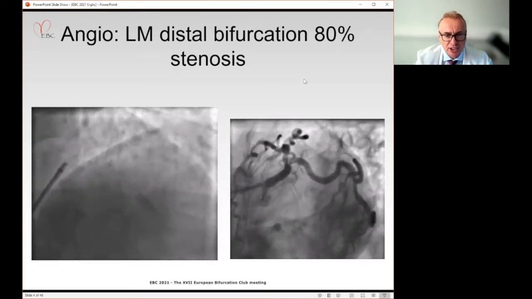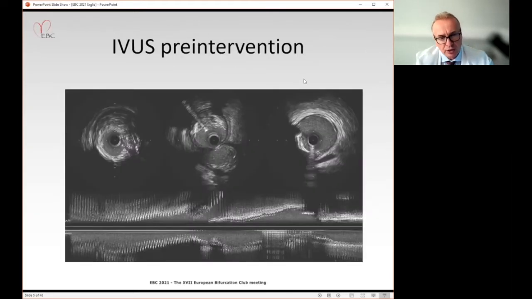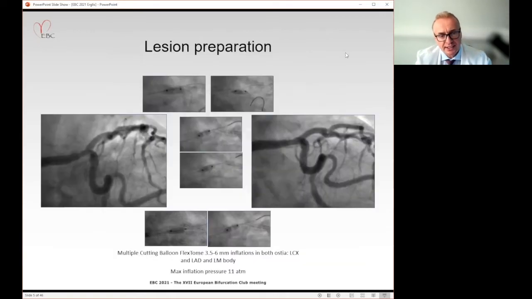And for this reason, what we should do, and what is recommended now in EBC guidelines, and not only that, is that we need to use imaging. If you look at imaging, then you see very well the LAD and also the circ. And as you see here, there's real calcium which we need somehow to prepare for good stent expansion.